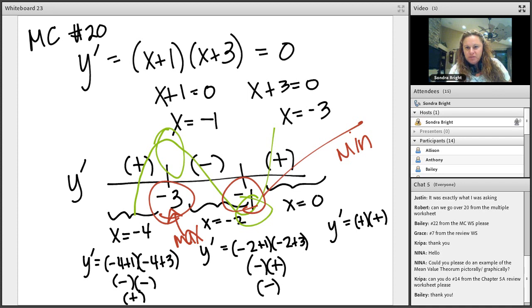All right, that was 20 from the multiple choice, 22 from the multiple choice. The graphs below show the first and second derivatives for a function. Select a graph that passes through point P. All right.